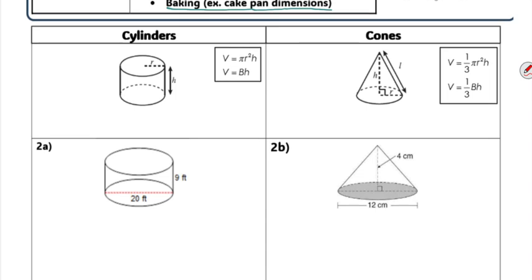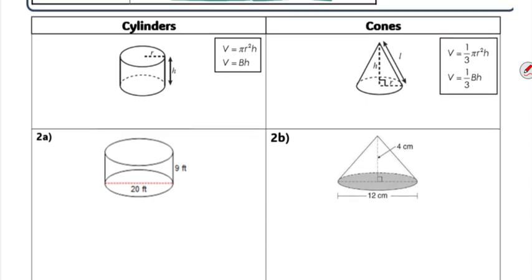All right, so we are going to be focusing mostly on cones here, but they are very related to cylinders, so I wanted to point out the connection there. First off, both of these equations use the radius. So the diameter goes all the way across. In that picture on your formula sheet, it's showing you the radius goes halfway across.